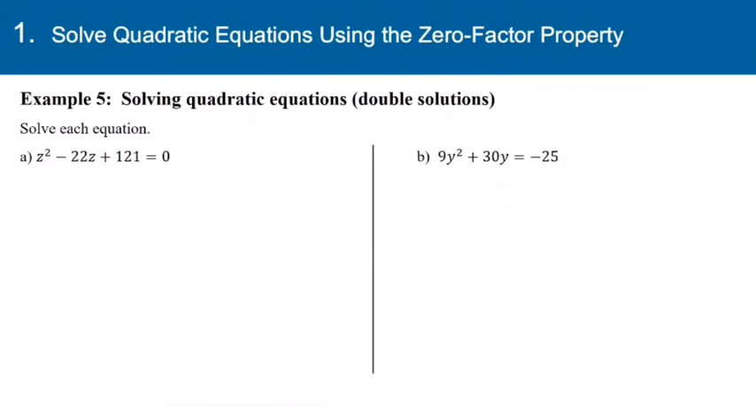Now let's take a look at example 5. So this one says z squared minus 22z plus 121 equals 0.